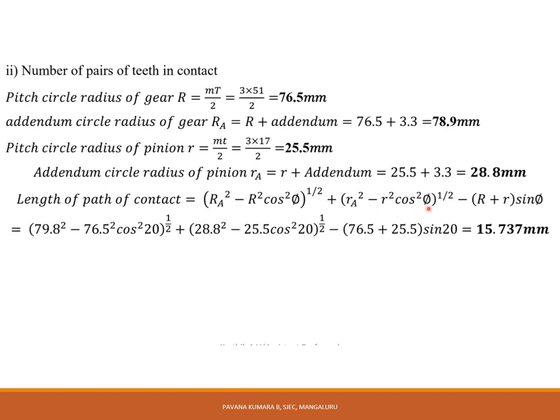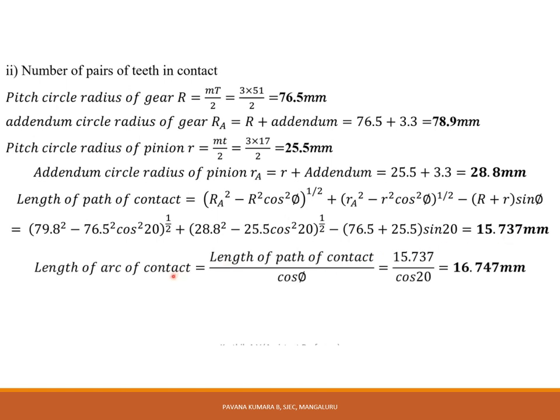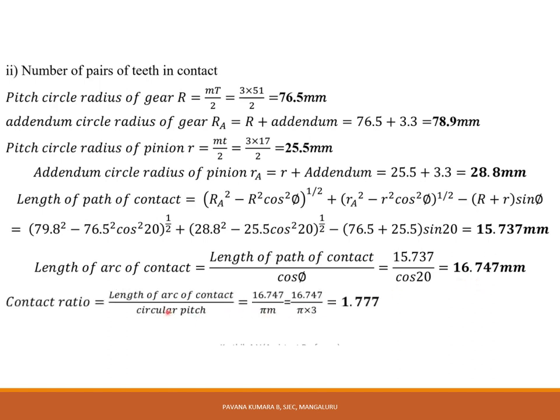Phi is also given, phi is 20. From that we can determine the length of path of contact. The length of path of contact is 15.737 mm. Next, find the length of arc of contact: length of path of contact divided by cos phi. From that we can determine the length of arc of contact, which is 16.747 mm.